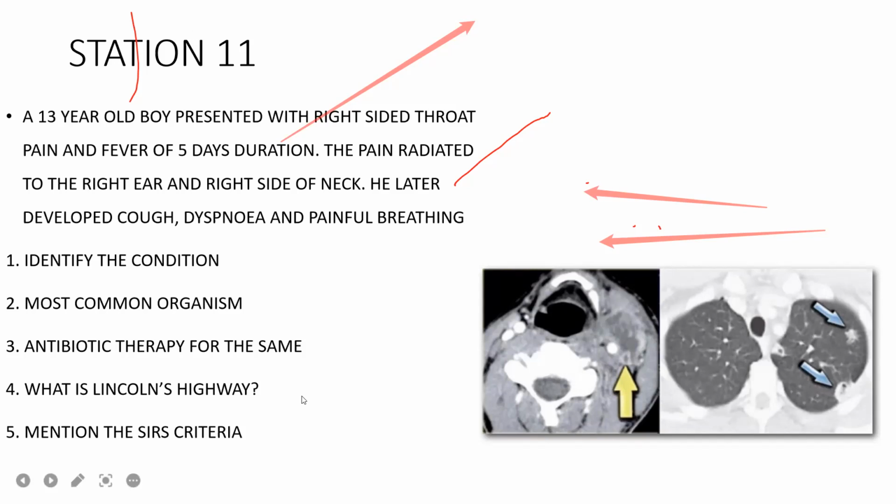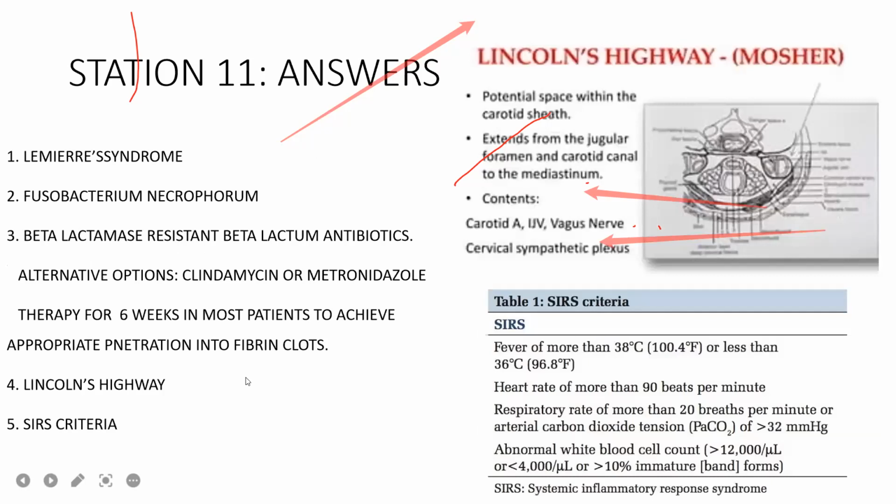Again, a 13-year-old boy presented with right-sided throat pain and fever of 5 days duration. The pain radiated to the right ear and right side of the neck. He later developed cough, dyspnea, and painful breathing. So what is the condition? Here the boy is a 13-year-old with right-sided throat pain and fever. That means there is some infective process in the throat, and that is why the patient is having fever. And the pain is radiating to the right ear and neck.